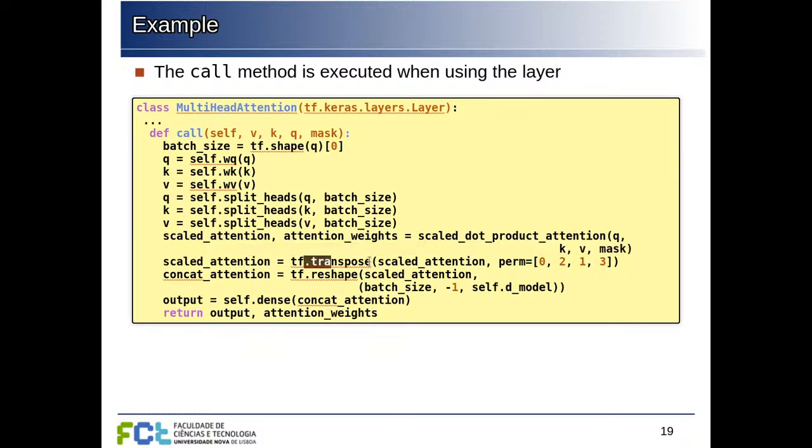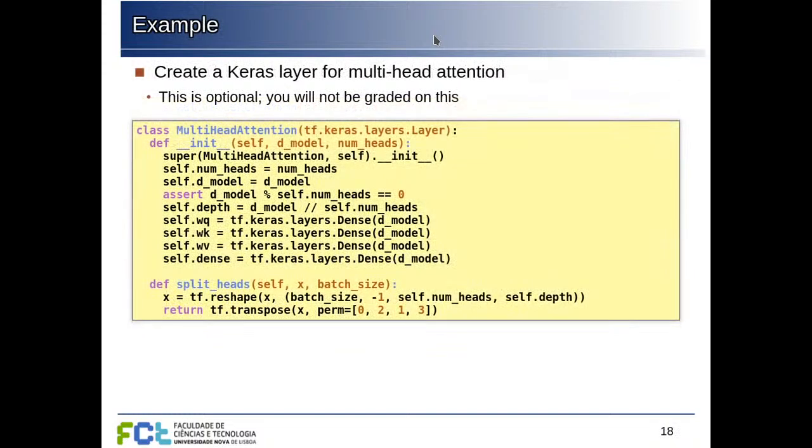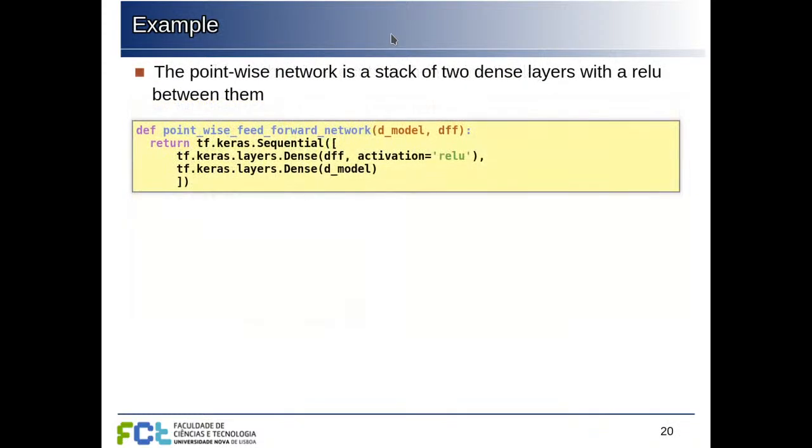And now we're going to adjust the dimensions again because of the order of the heads and the vectors and the batch. And we're going to pass the concatenation of everything into the final dense layer, so that we have the output for the multi-head attention layer. So this we can create as a Keras layer, and now we use it as if it was just a layer in our model.